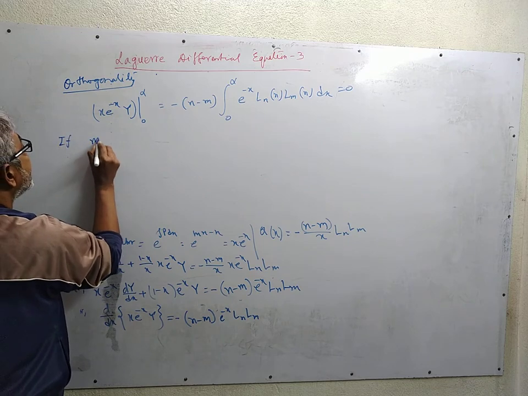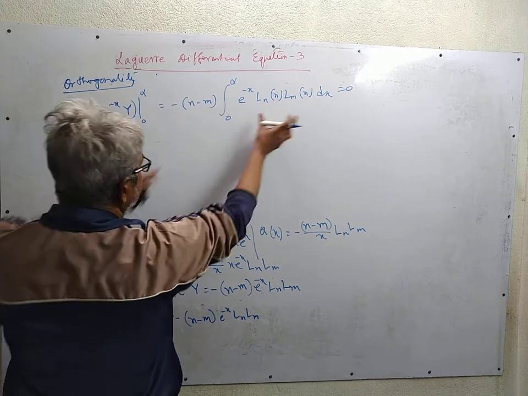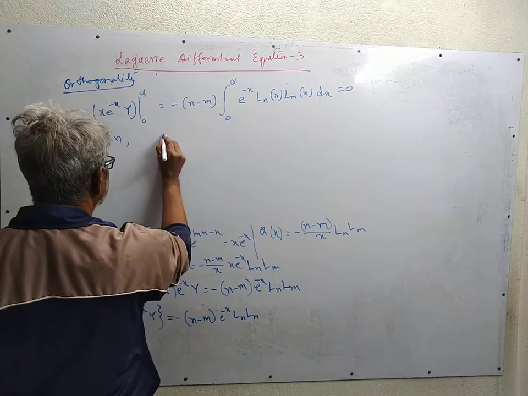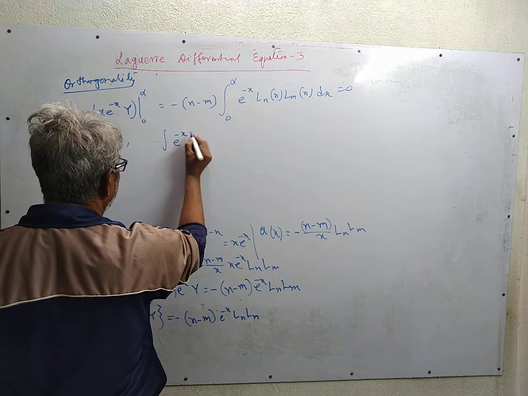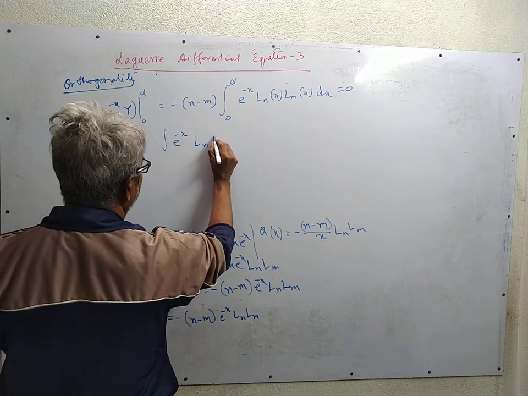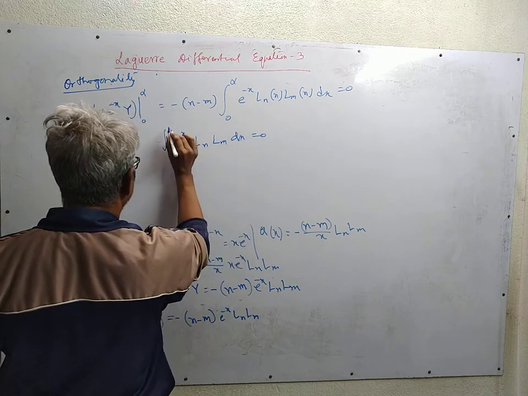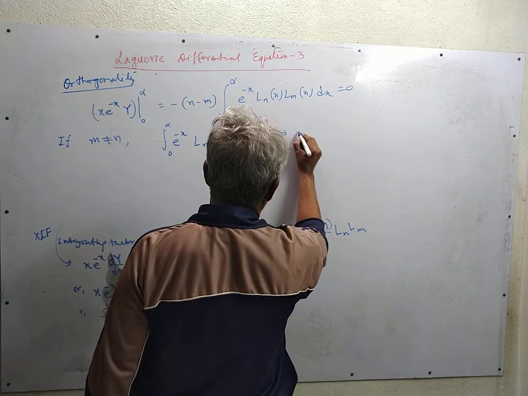If n is not equal to m, this factor is not 0, but the product is 0, so we conclusively get that the integral of e to the power minus x Ln Lm dx is 0. This is the orthogonality.